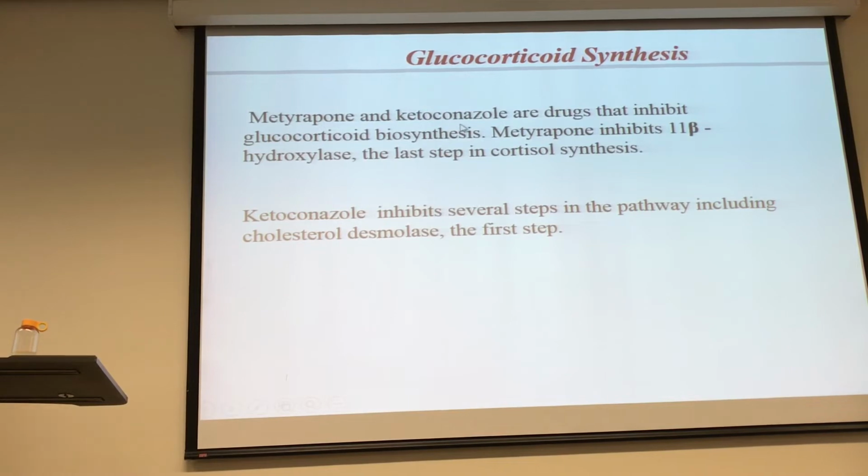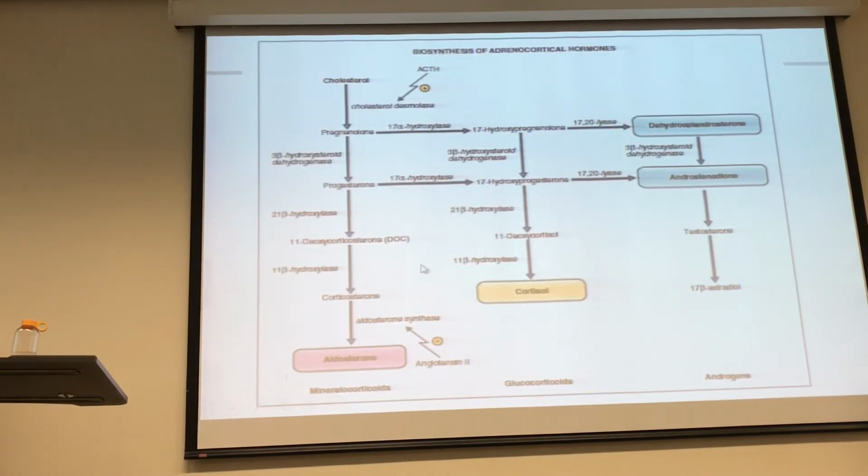Metyrapone and ketoconazole are drugs which inhibit glucocorticoid biosynthesis. Metyrapone inhibits the 11-beta hydroxylase, which is the last step in the production of cortisol or corticosterone. So metyrapone is only going to inhibit the 11-beta hydroxylase. If you go back, you can see that this 11-beta hydroxylase is converting 11-deoxycortisol or 11-deoxycorticosterone into cortisol or corticosterone respectively. So if you block this, you are not able to synthesize either cortisol or corticosterone.